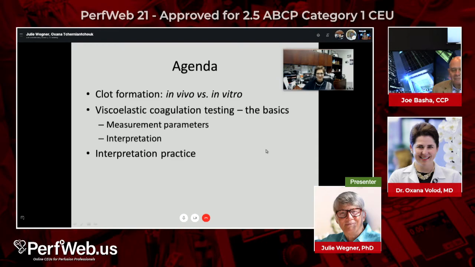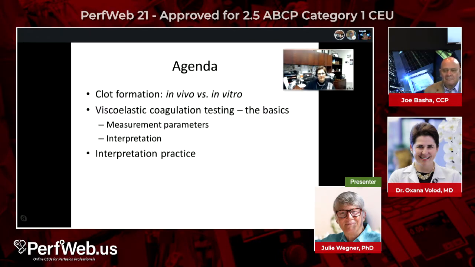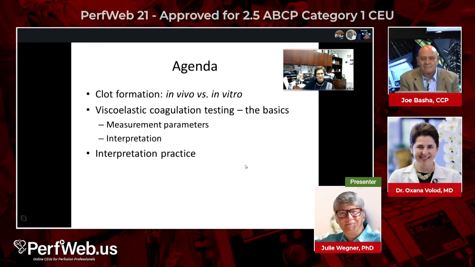So the agenda for me is to discuss clot formation in vivo and in vitro, because it's important to understand the distinctions between the two relative to what you're actually getting as information. And then a little bit into viscoelastic coagulation testing, again the basics, specifically looking at the TEG, the thromboelastograph. I'll look at the measurement parameters, as well as a little bit on how to interpret them. And then we'll go through and do a little interpretation practice, again just the basic stuff and how to interpret what the TEG is trying to tell you.